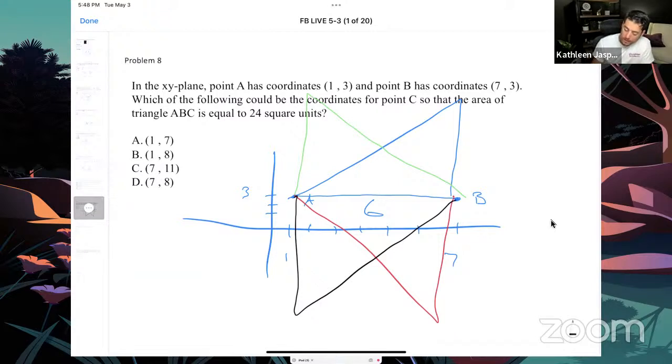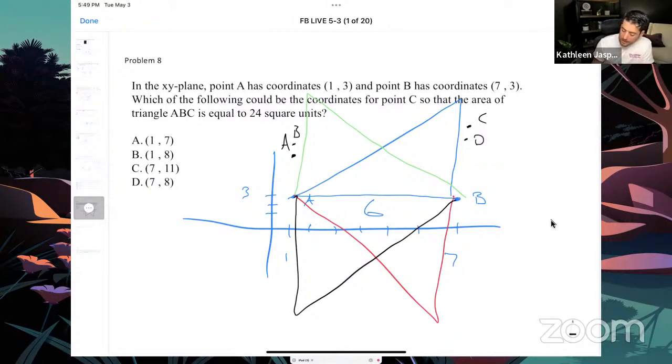So which one of these is going to be our point? I would look at the points and go through them. If I got 1,7, so if I go 1 over and 7 up, 7's going to be in this area here. So 1,7, that's answer choice A. 1,8, that's answer choice B. 7,11, so I got 7 and then comma 11, that's way up here. That's going to be C, and 7,8, that's going to be D, way up here.